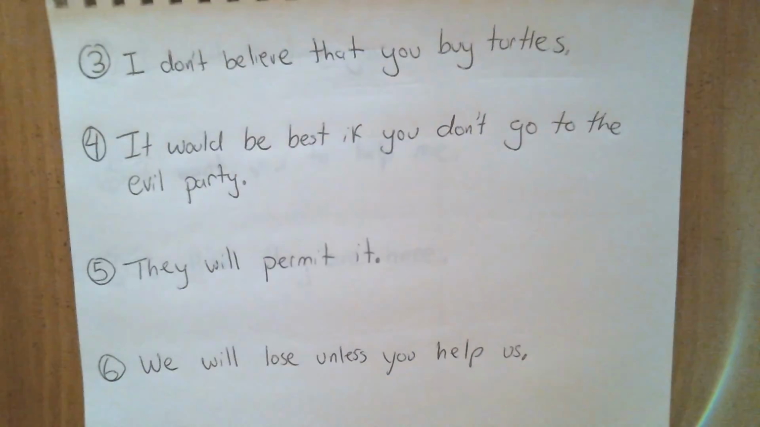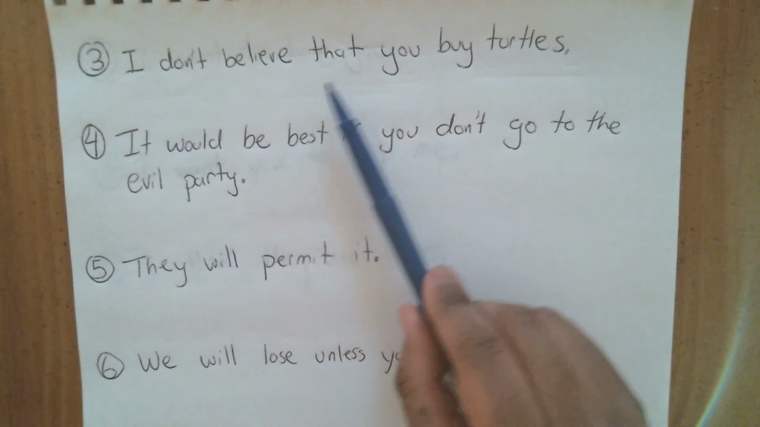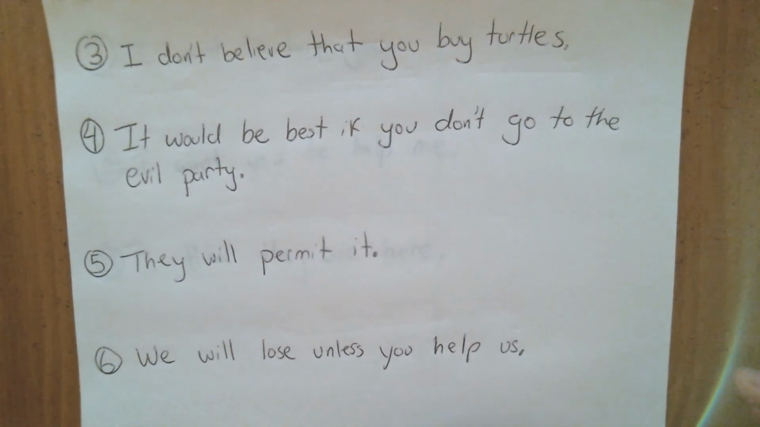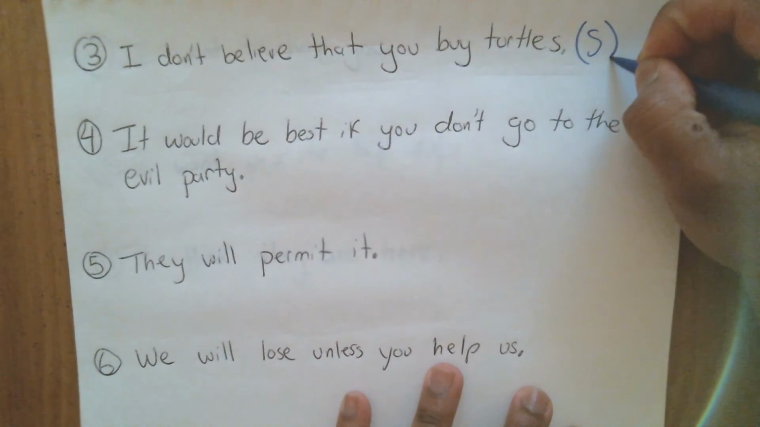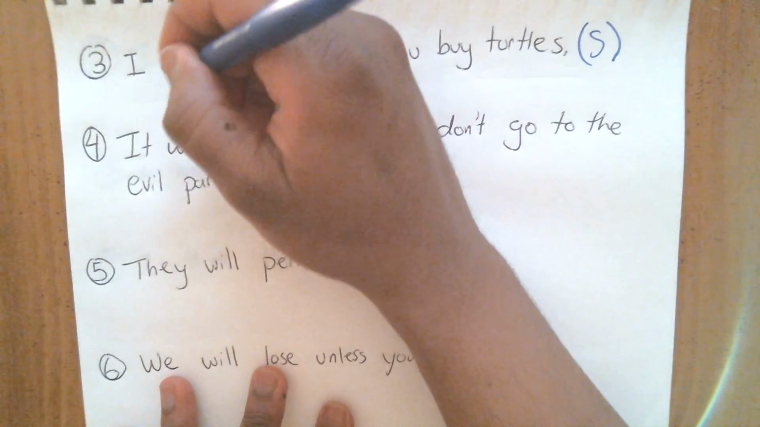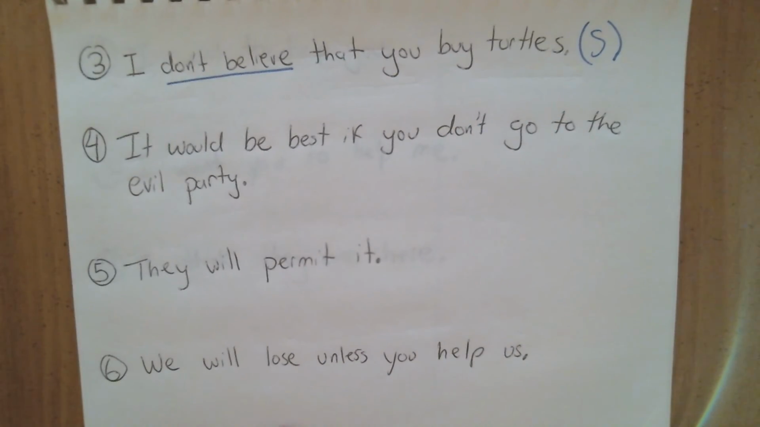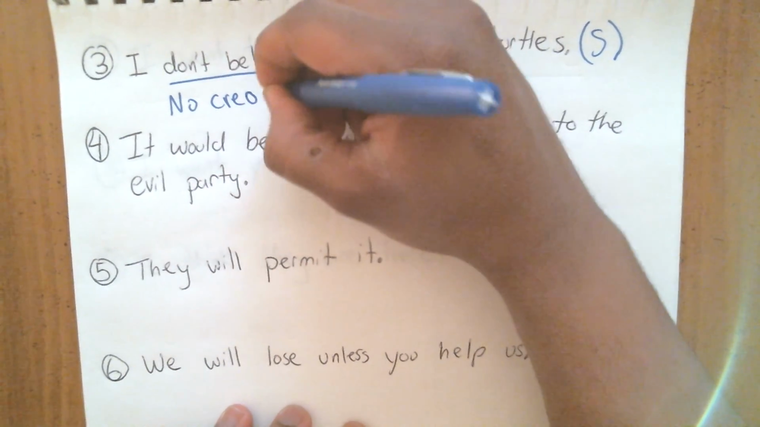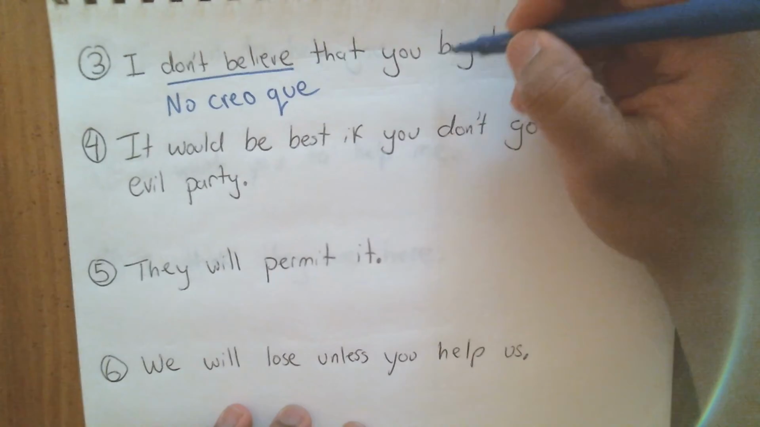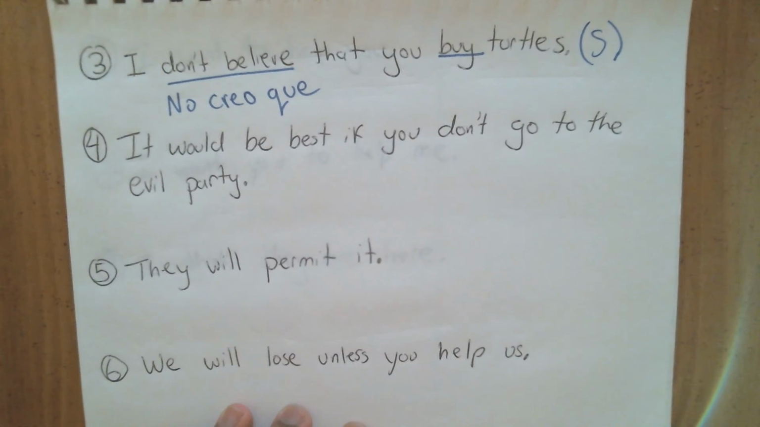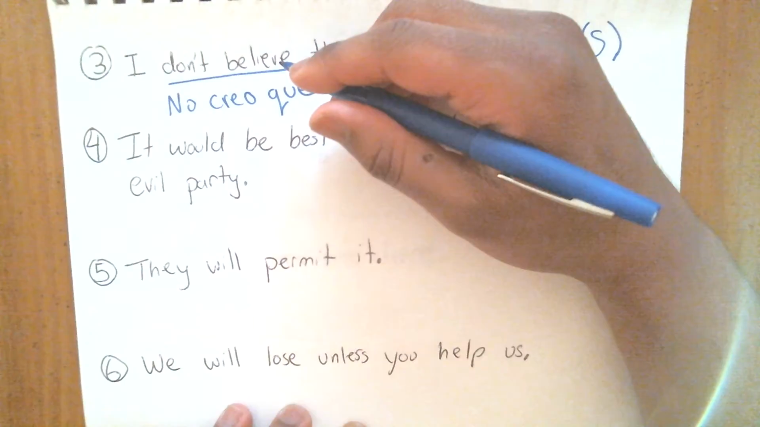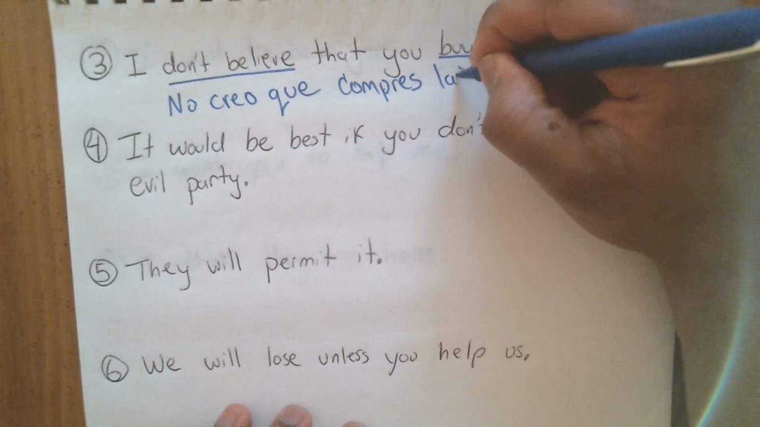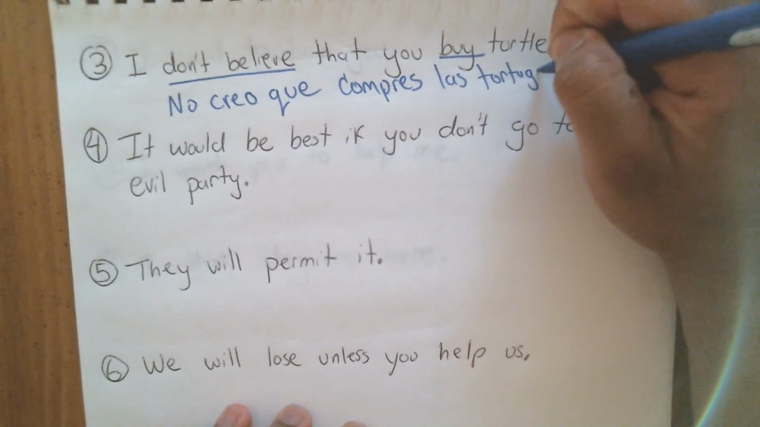Now let's move on. I don't believe that you buy turtles. Is this a subjunctive situation? You better believe it is. It's a subjunctive situation because you're expressing doubt. Okay? So the verb used to make the doubt is indicative. So I don't believe. No creo que. What am I doubting? I'm doubting whether or not you buy turtles. So the verb being doubted is in the subjunctive. No creo que compres las tortugas. Okay? I don't believe you're buying turtles.